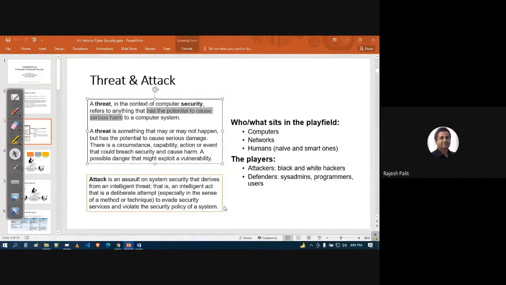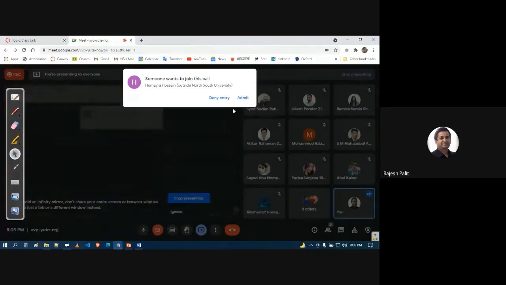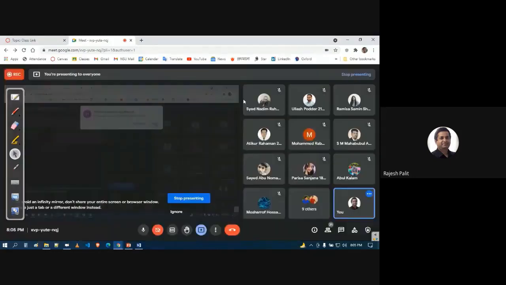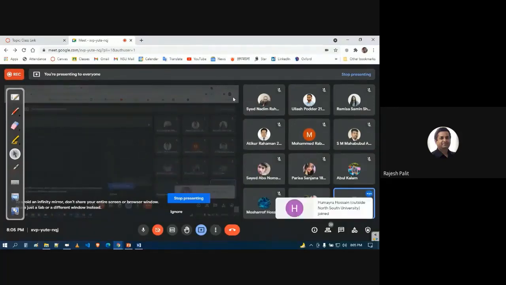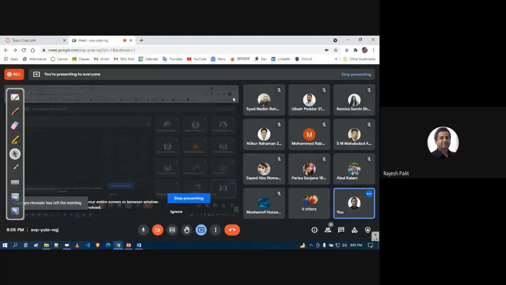Security policy is that if you are not an authentic, valid or genuine user, you should not enter into the system, or you should not make transactions, right? So that is the security policy. But if you somehow enter or intrude into the system, that is a violation of the security policy.